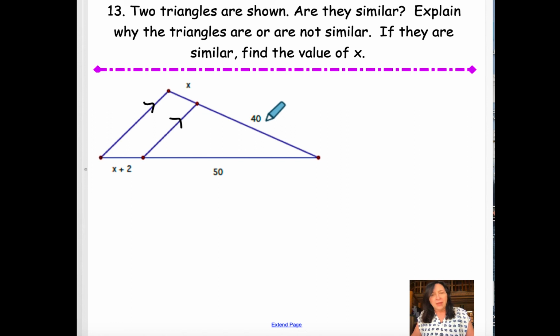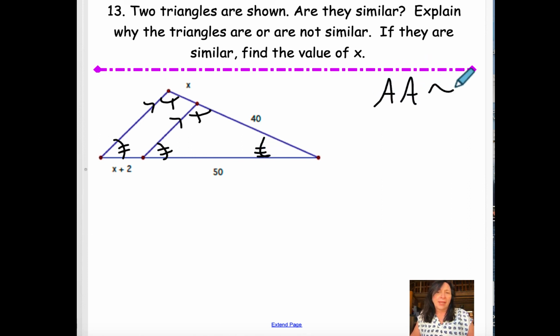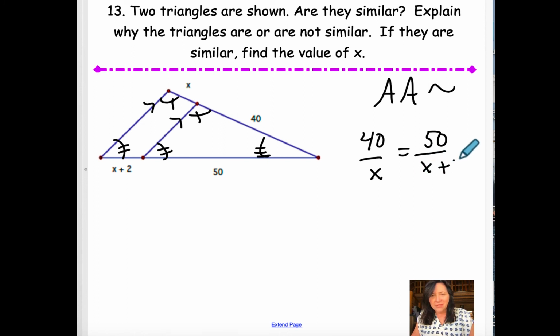We can say 40 is to x. We've got the angles that are congruent like that. We have this angle congruent to that angle there. We have this angle equal to itself. These 2 triangles are similar by angle-angle similarity. I'm going to go 40 is to x as 50 is to x plus 2.